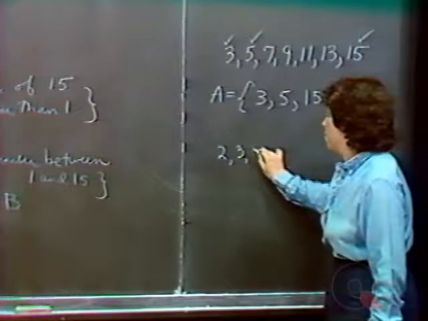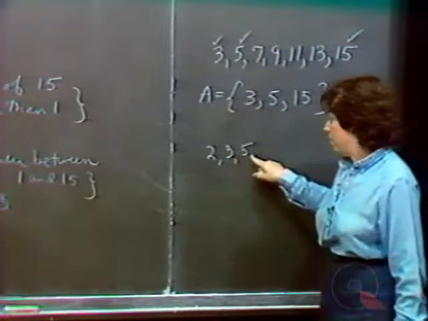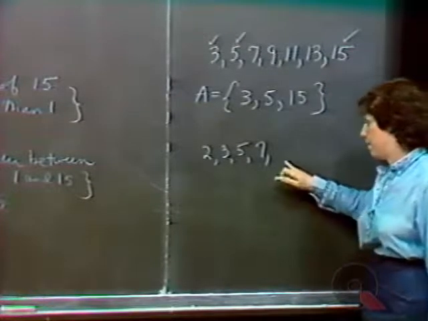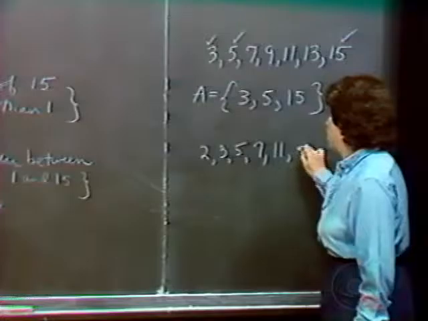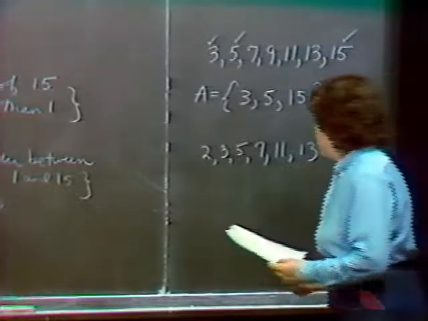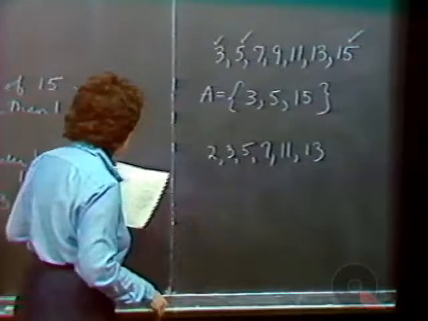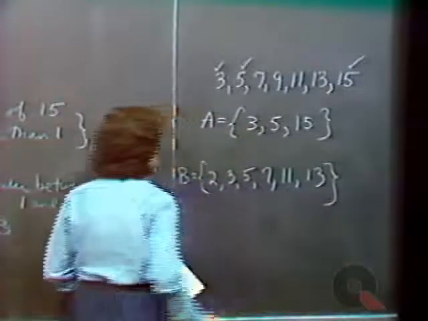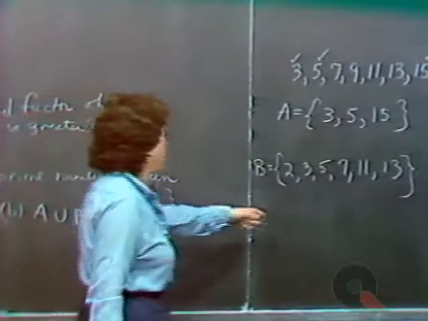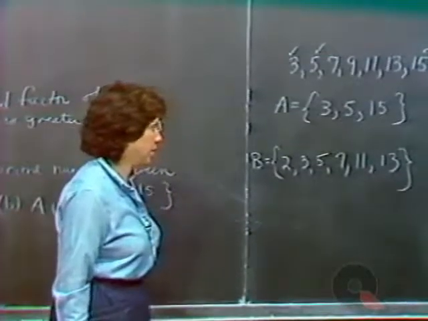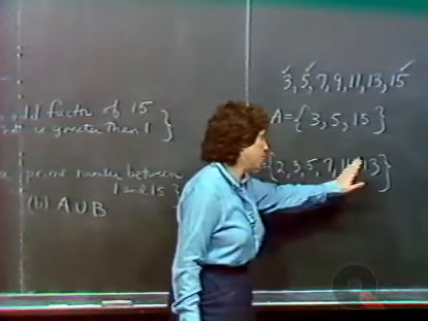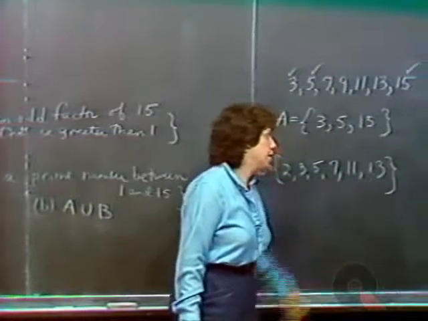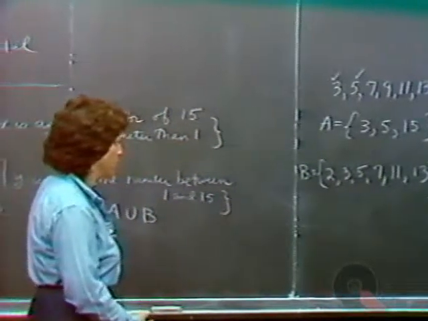So we have 3, 5, 7. Now 9 is odd, but it's not prime because 3 is a factor. Then comes 11, 13. 2, 3, 5, 7, 11, 13 are the elements in set B. These are the prime numbers between 1 and 15. 2, and then we excluded all the other even numbers, 3, 5, 7, we excluded 9, 11, 13, and of course 15 we exclude.